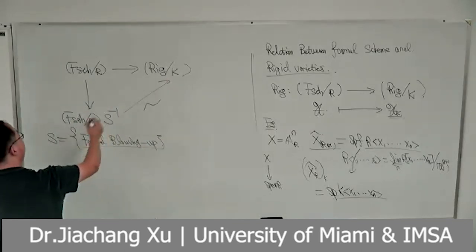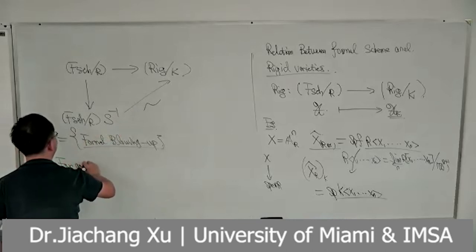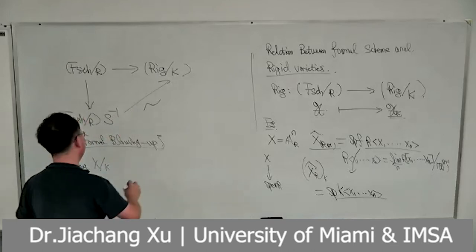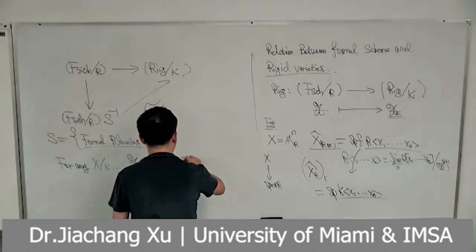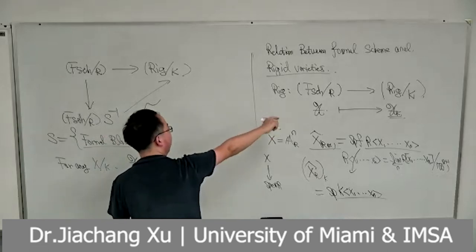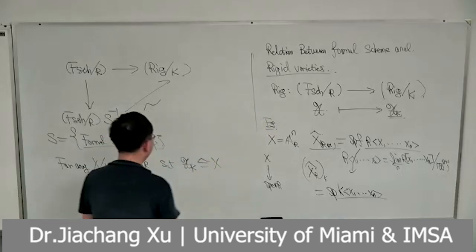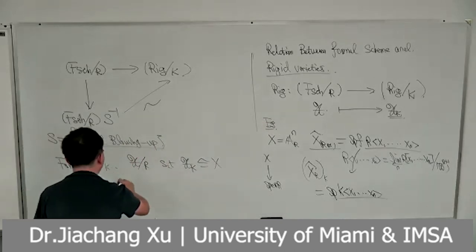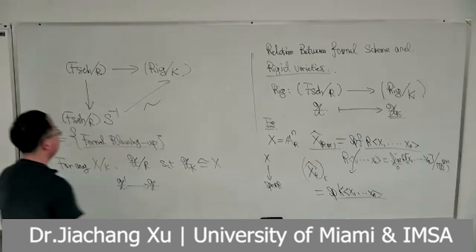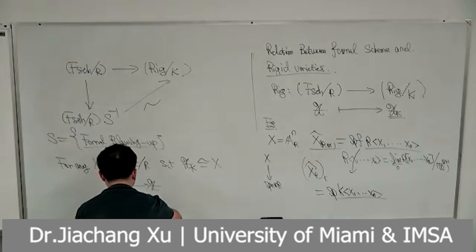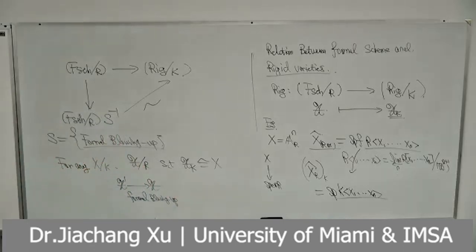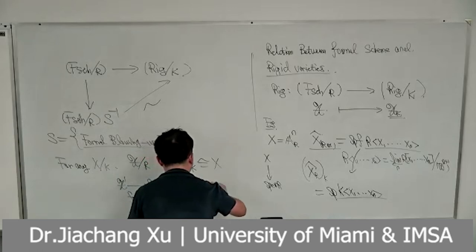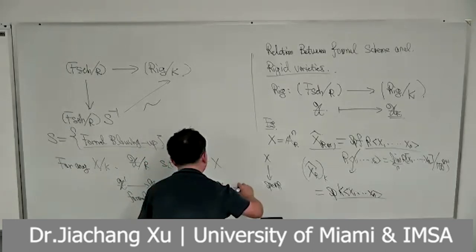So that means for any rigid variety X over K, there exists a formal model over R such that the generic fiber of this model is isomorphic to X. And also, if we have a formal blowing-up X prime to X, then it will not change the rigid variety of the generic fiber. So we have X prime K isomorphic to X K and isomorphic to X.